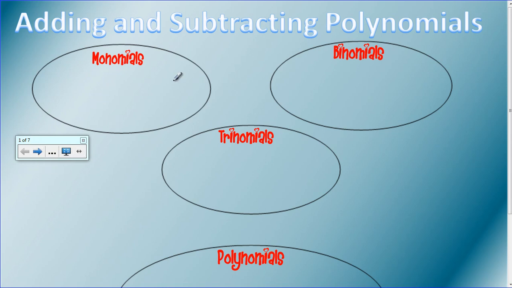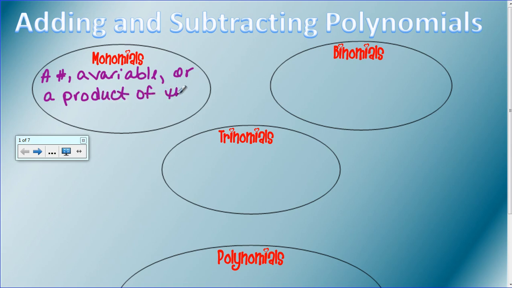So the first little vocabulary word we have to deal with is a monomial. And here's the definition of a monomial. It is a number, a variable, or a product of the two. So for example, 2 could be considered a monomial. X is also considered a monomial, or I could put them together. 2x is also a monomial. Monomials cannot have addition or subtraction signs. It has to be a product.